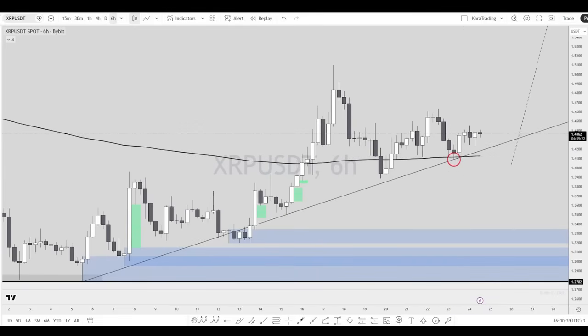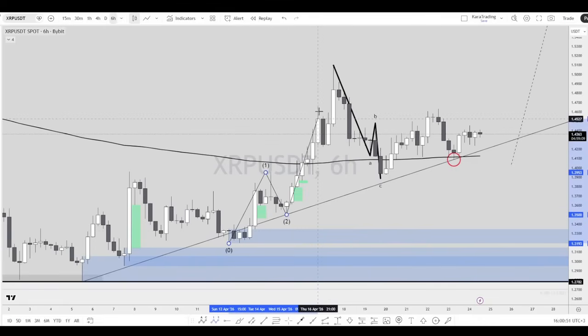And what is most interesting here, technically it looks very much like there was an ABC correction that is fully completed according to Elliott Wave theory, right? After this 5-wave move, we can clearly see there was also another 1, 2, 3, 4, 5. So according to Elliott Wave theory, a 5-wave ABC, a bounce from the trend line and the moving average.